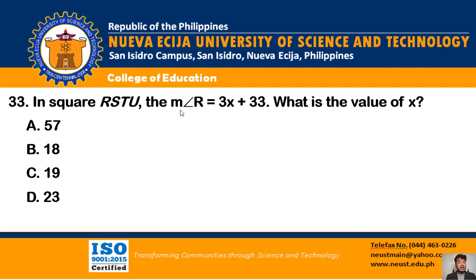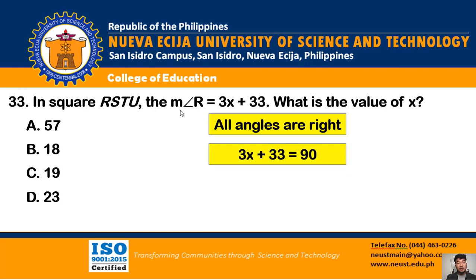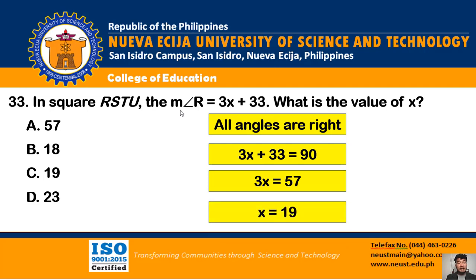Number 33. In square RSTU, the measure of angle R is 3x plus 33. What is the value of x? Take note that all angles of a square are right angles, meaning angle R is a right angle. So we can equate 3x plus 33 equals 90. Then we solve for x. 3x is equal to 57. X equals 19, or letter C.